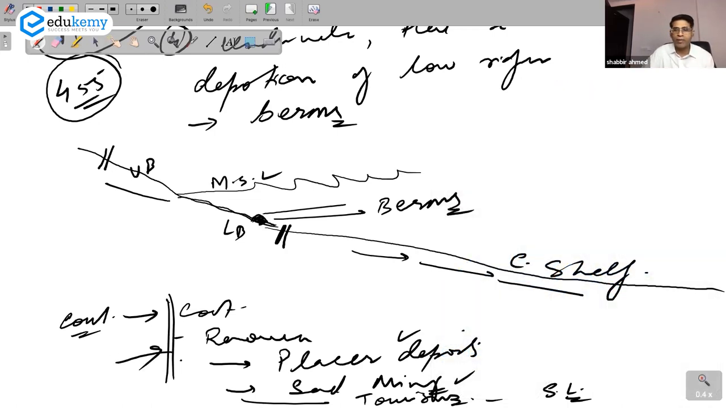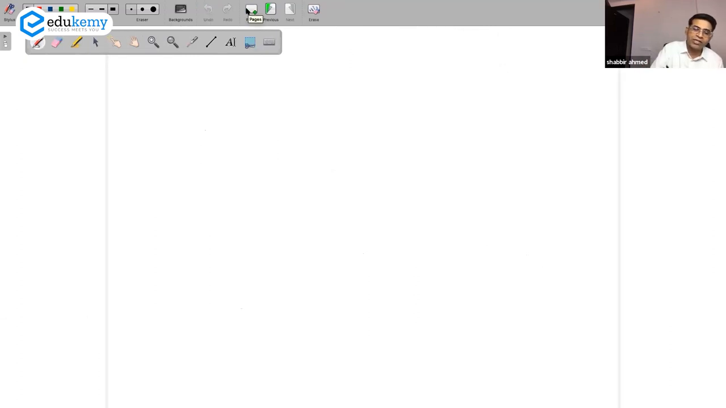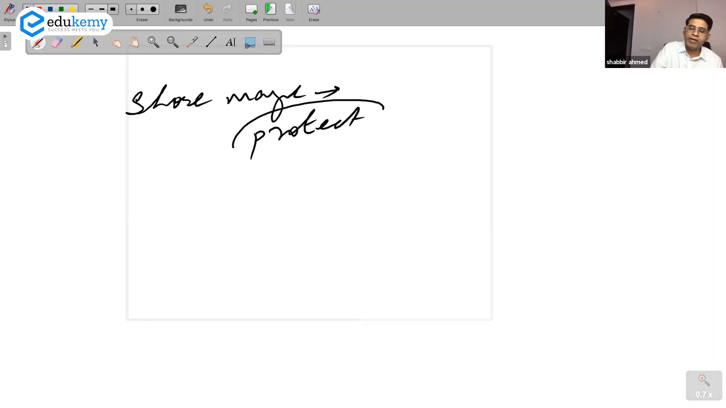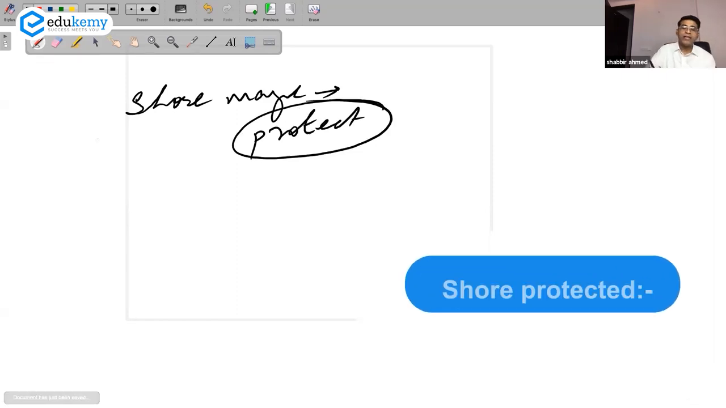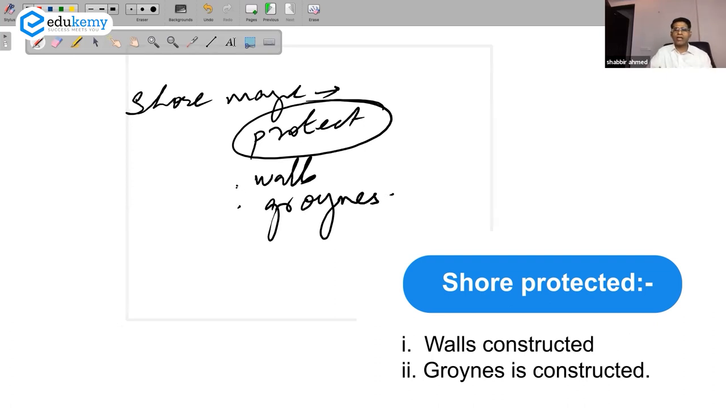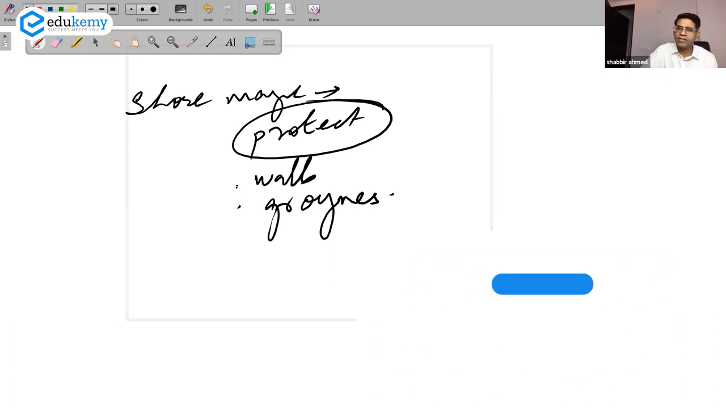And you can always talk about how beaches can be protected. You can have a discussion on protecting the beaches. Basically, it will come under shore management. In shore management, we can protect the beaches. Beach protection, like you can have walls constructed. We can have groins, G-R-O-Y-N-E-S, groins constructed. So on those lines, finish off the discussion.